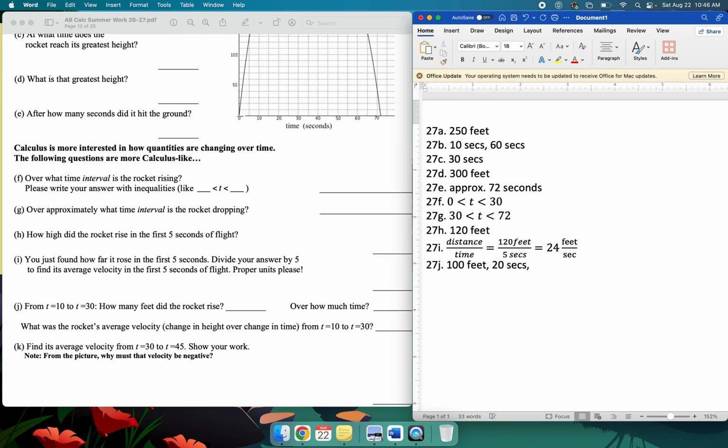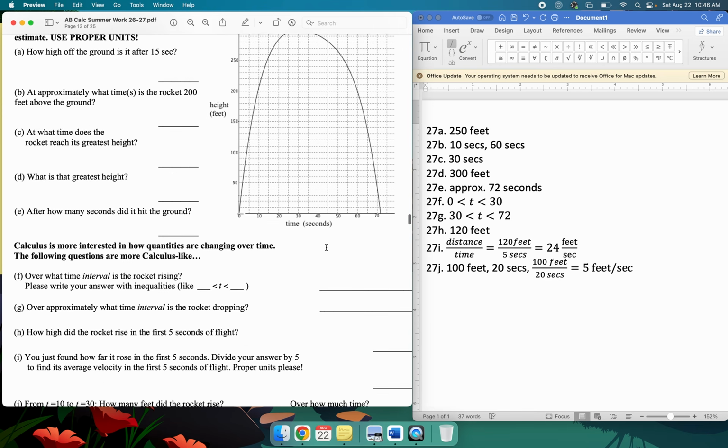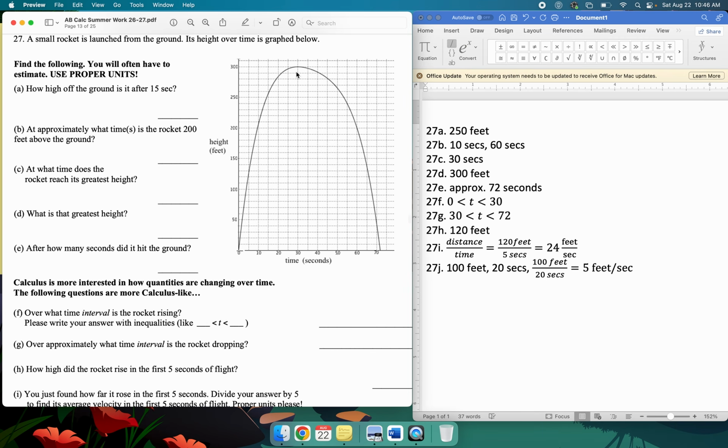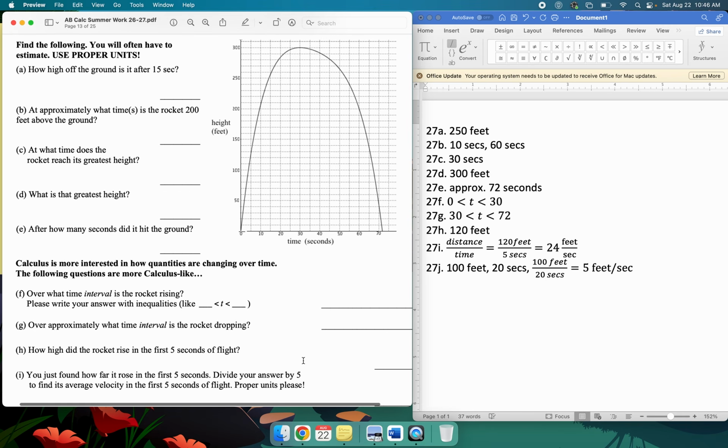And so the average velocity, again, that's just the distance over time. That's 100 feet divided by 20 seconds. 100 over 20, that's 5. And the units are feet per second. I kind of want to double check that I did that right. That's pretty small. Did I mess something up? So from 10 to 30. So time 10, you're at 200 feet. And then at time 30, you're at 300 feet. So you're up 100 feet over 20 seconds. No, that's right. That's right. Okay.